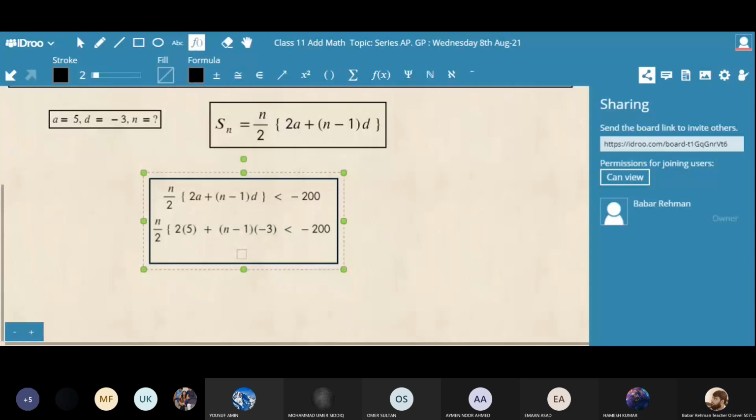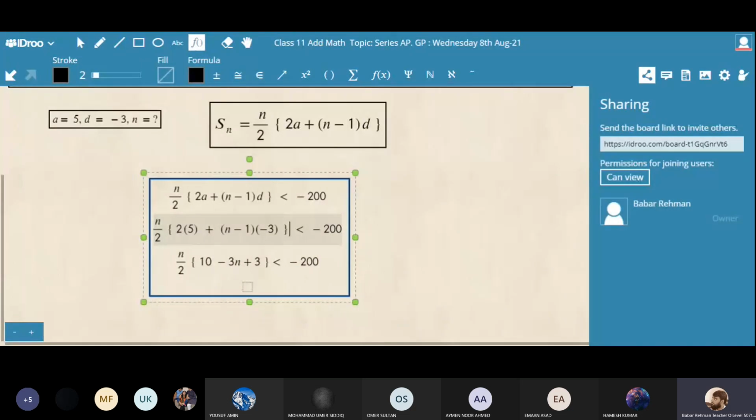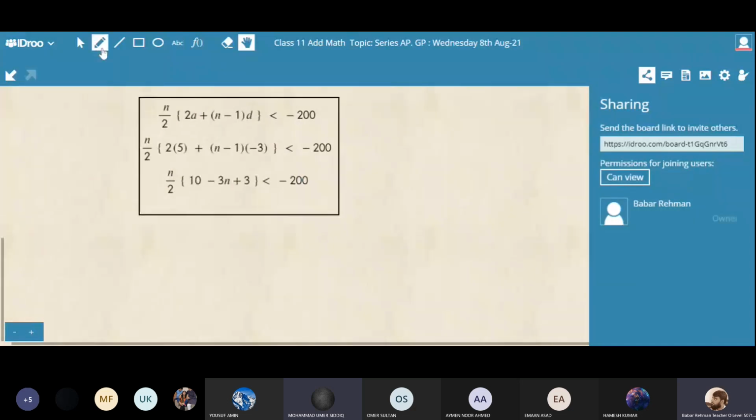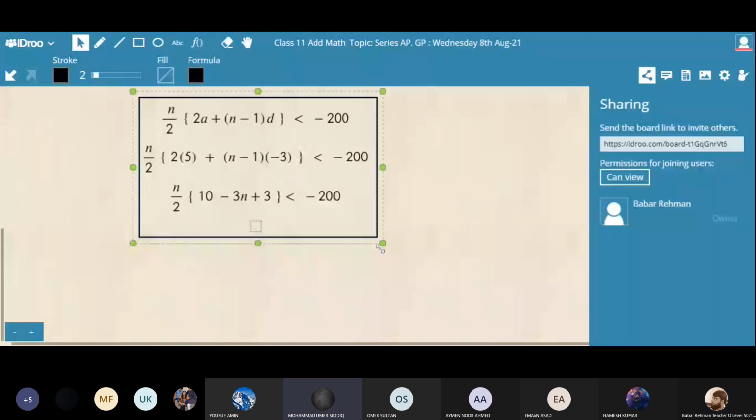Okay, the next step, n upon 2. What is this? 10. Okay, student, now when I multiply negative 3 with the bracket, n minus 1, what is my answer? Negative 3n plus 3. Am I right? Yes, sir. What is the next step now? Close this bracket over here, and here too. Yes, student, next step: 13 minus 3n.